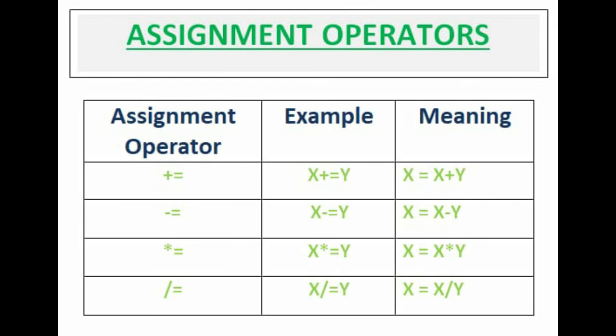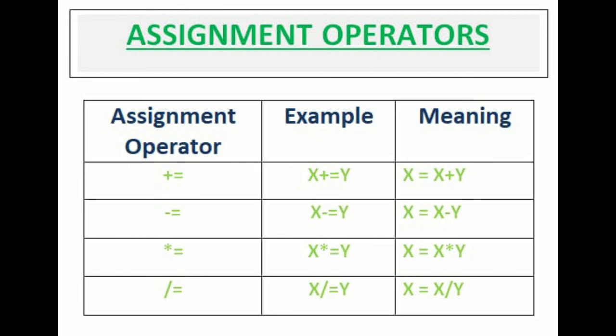Now we also have 4 examples here: x plus equals y, which means that x is equal to x plus y, which basically means that x has the sum of x and y. The second operator means that x equals x minus y, which inherently means that x has the subtracted value of x and y. The third one means that x has the multiplied value of x and y, and the fourth one means that x has the divided value of x and y.